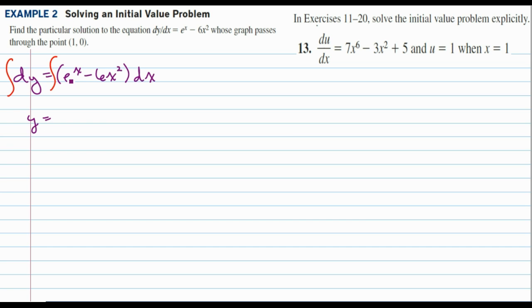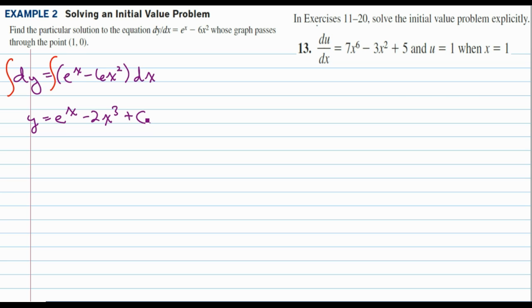So y equals, the antiderivative of e to the x is just e to the x. The antiderivative of minus 6x squared, that's now going to have an exponent of 3, which means I need to divide 6 by 3, so I get minus 2x cubed. And then I have a plus c.